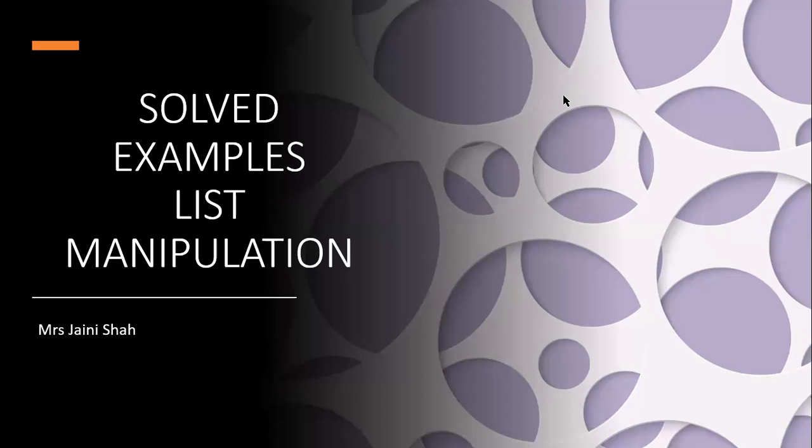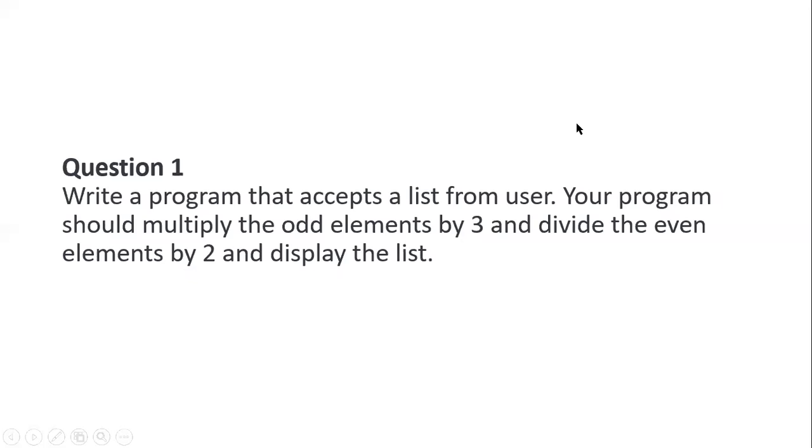We've done lots of programs before, but just before the examination I thought of doing some live examples with you all. This is the first question where you will accept a list from the user and then make a program to multiply all the odd elements by 3 and divide all the even elements by 2 and then display the final list.